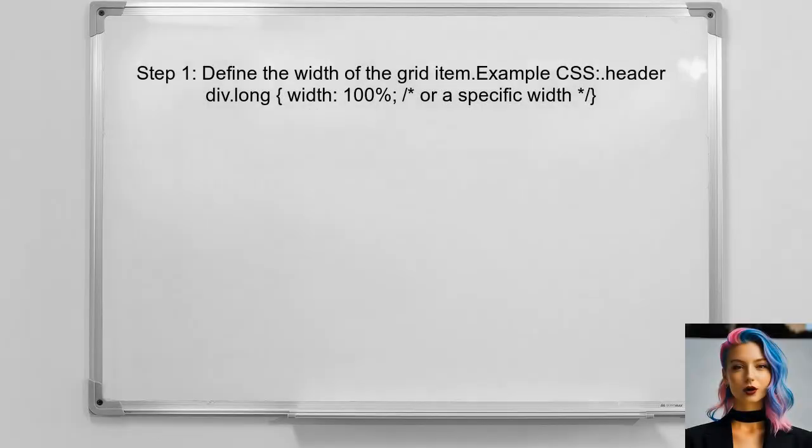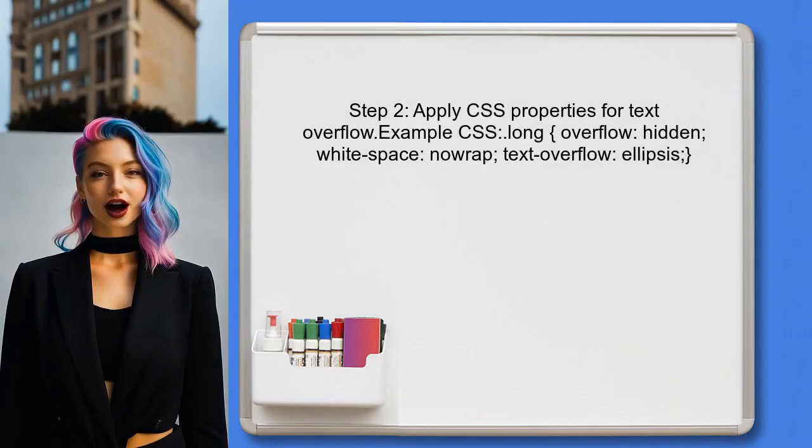To achieve the desired text overflow effect, the user should first ensure that the container div has a defined width. In this case, since the grid layout is being used, the user can set the width of the grid item to a specific value. Next, the user needs to apply the necessary CSS properties to the text container. This includes setting the overflow property to hidden and the white-space property to nowrap.